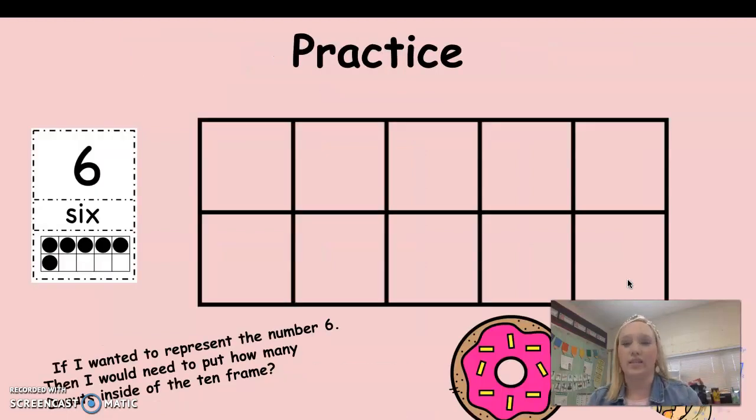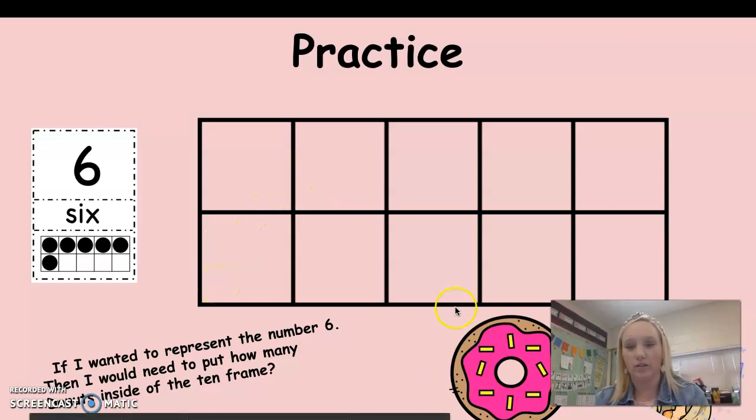So, for example, I have a number here. What number is this that I have next to my 10 frame? Remember, this is the digit 6 and the word 6, and we have the counters here. How many? 1, 2, 3, 4, 5, 6. So how are we going to represent this number 6 on our 10 frame?